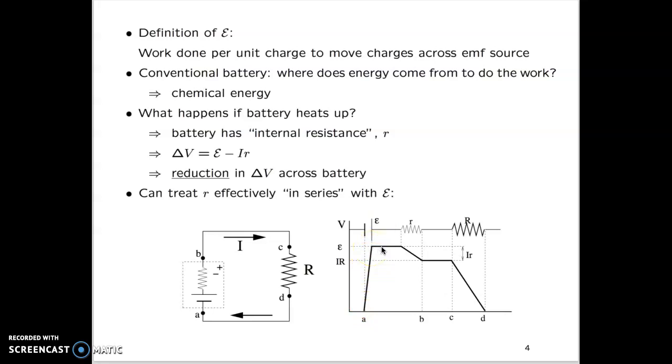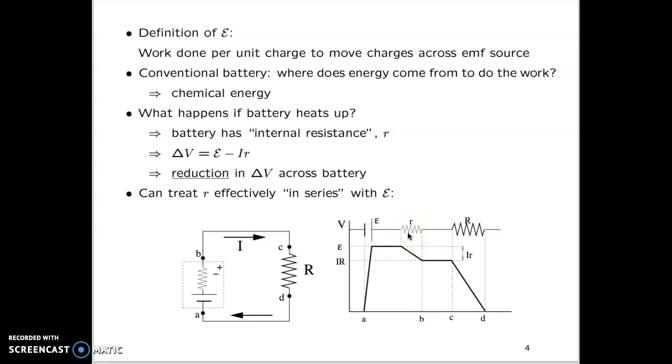Then we walk along the wire. We neglect the resistance in the wire, so we pretend there's no resistance, and the potential does not change. This is generally true for electrical wires: if you neglect the resistance, then there's no change in the potential as you walk along the wire.